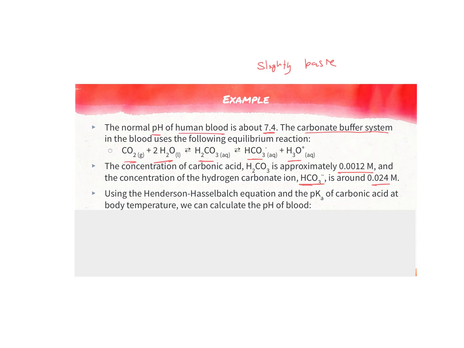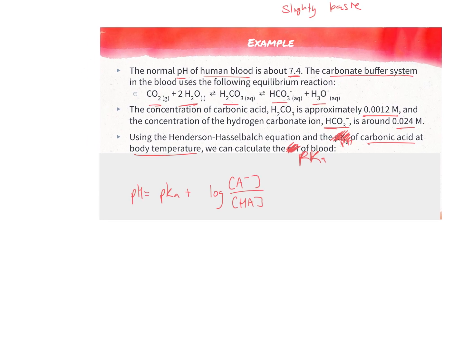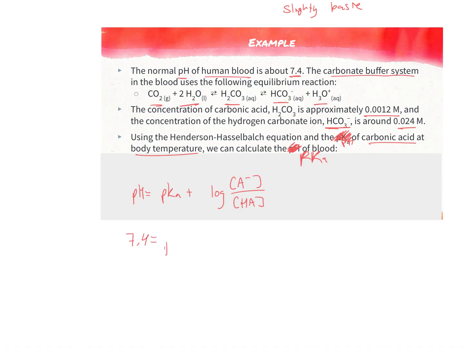It's saying using the Henderson-Hasselbalch, find the pKa of carbonic acid at body temperature. This is a typo here; we're given pH and we're trying to find pKa. And so the Henderson-Hasselbalch equation says pH is equal to pKa plus log concentration of A- over concentration of HA. We know pH, that's 7.4. We want pKa, and we're also given the concentration of A-, which is 0.024. And we know the concentration of HA.